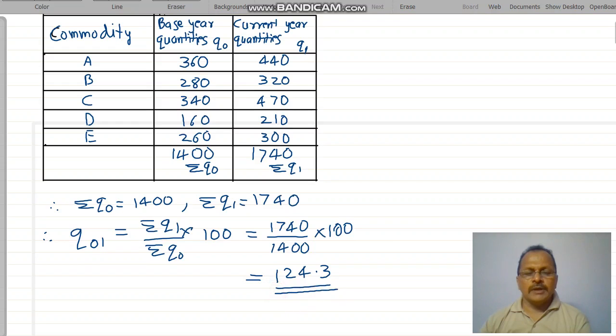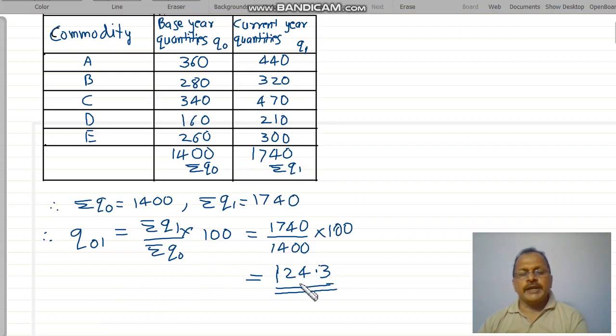Using log table, this answer is 124.3. If you can calculate orally, then you can go up to 124.28 or 29, whatever may be the answer, go up to 2 digits. So here I can say that the quantity index number using simple aggregate method is 124.3.